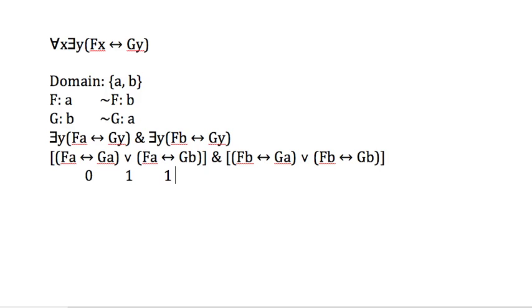Now we go on and look at the rest of it. FB if and only if GA. Is that true? Well, B is not an F, but A is not a G. Both sides of the double arrow are false, which makes the double arrow statement true. And that already tells us that the OR statement is true before we even bother to worry about FB if and only if GB. So that means our AND statement is true.